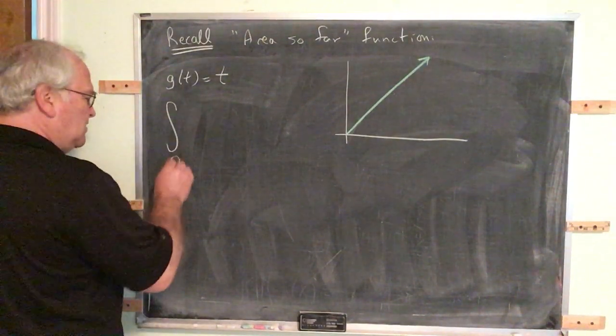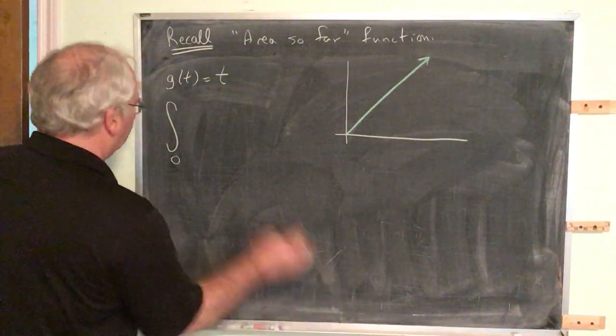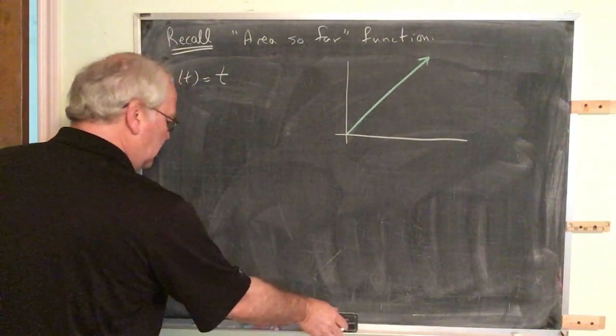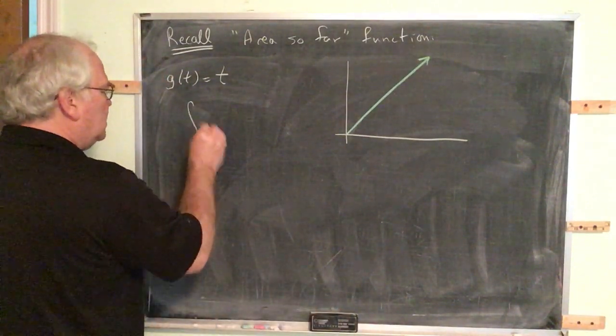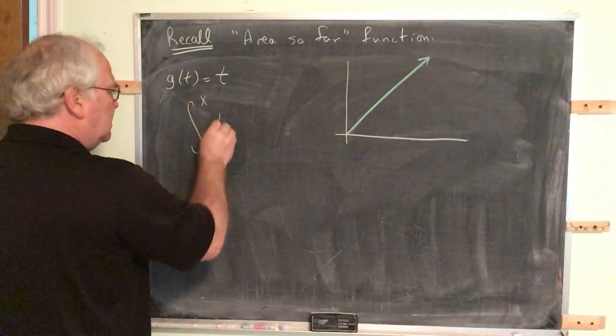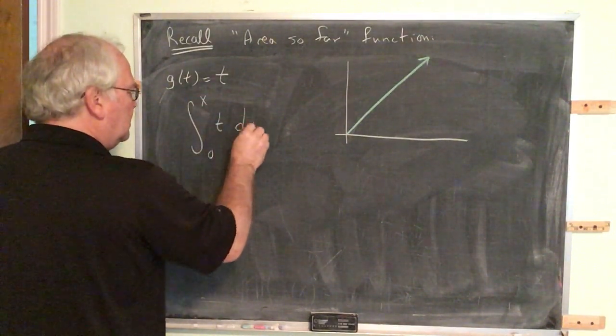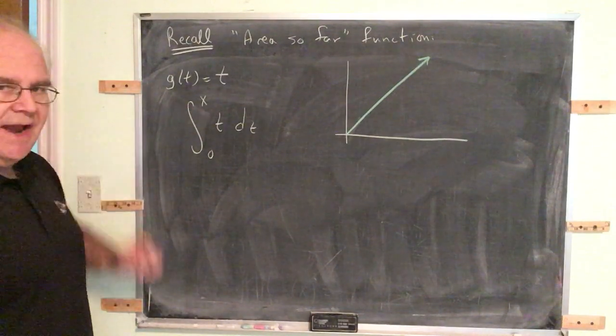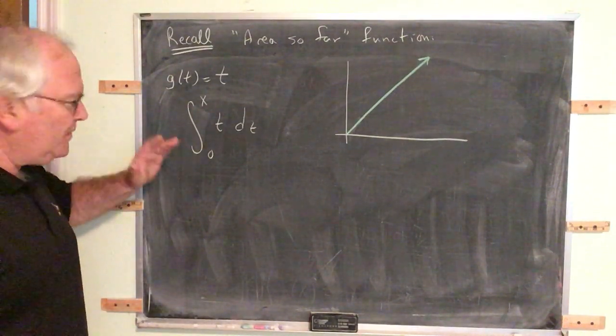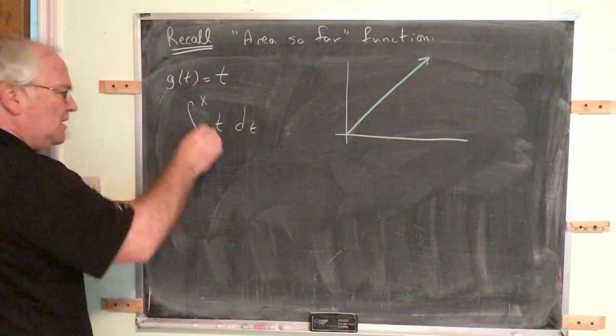And I'm going to take this function to be, I'm going to move this over a little bit, the integral from 0 to x of t dt. This is called an area so far function. And the reason for that nomenclature is this.